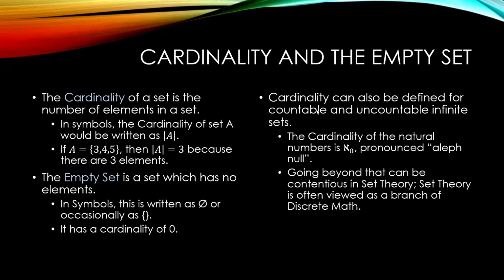So cardinality can also be defined for countable and uncountable infinite sets, although it can get a little bit more complicated. The cardinality of the natural numbers is this symbol, which is pronounced Aleph null. Going beyond that can be contentious in set theory, since set theory is viewed as a branch of discrete math, which means we deal with countable things.